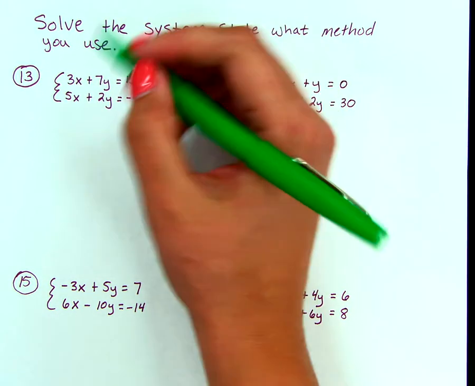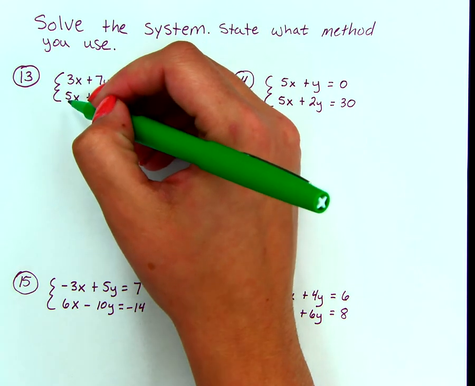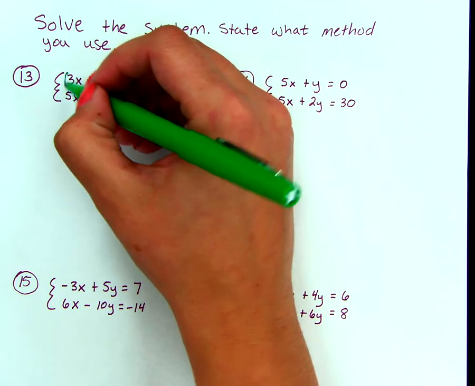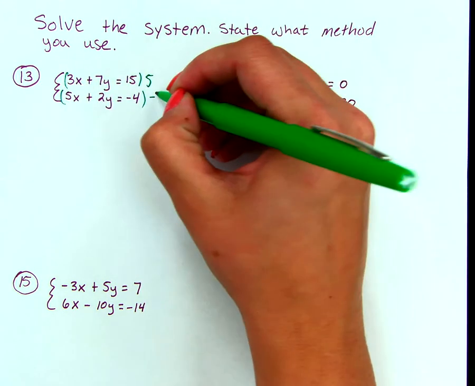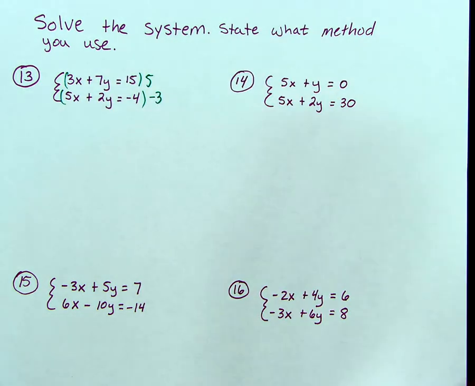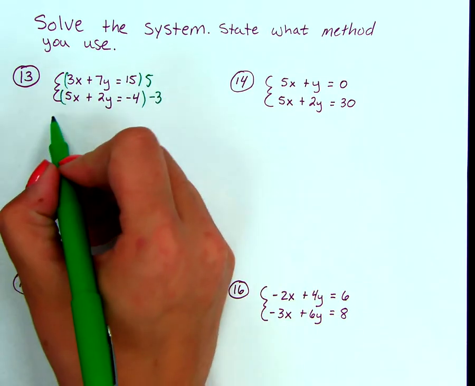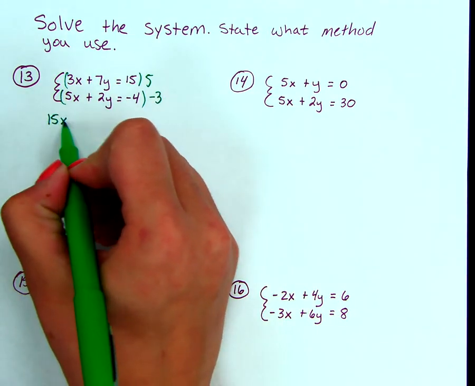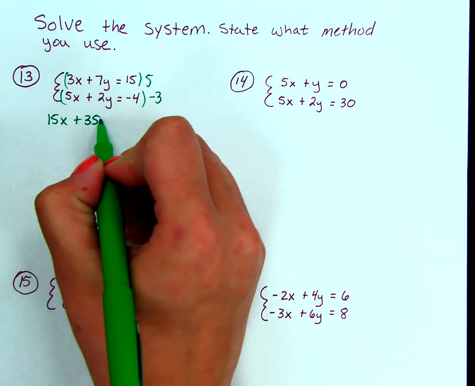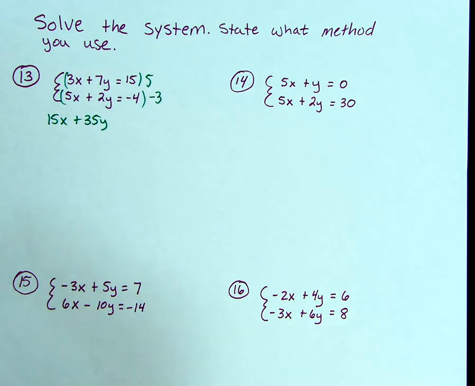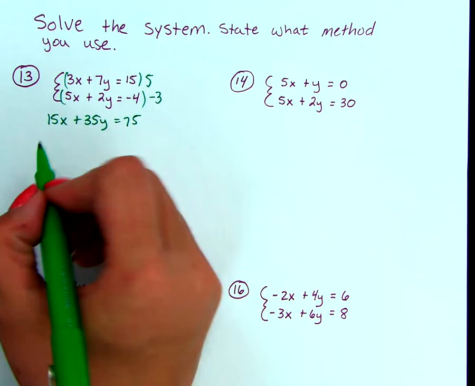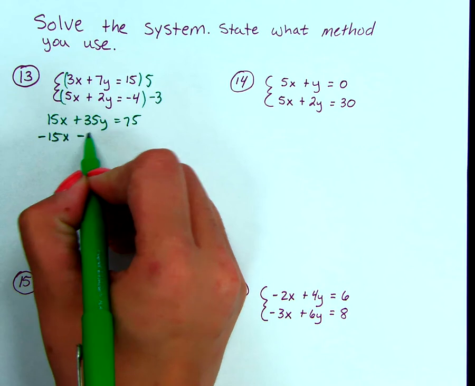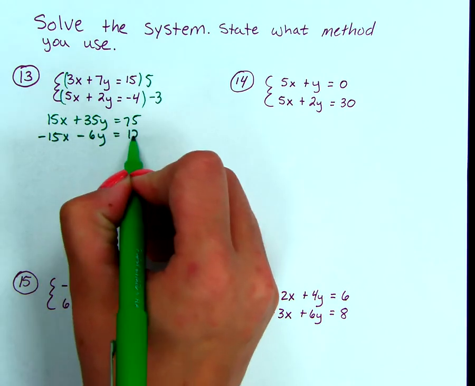So we're looking for a common factor, so that's going to be 15. So I'm going to multiply this top one by 5, and I'm going to multiply the bottom equation by -3 to create that opposite. So if we multiply everything by 5, that is 15x plus 35y, and 15 times 5 gives us 75. Okay, the bottom one, we are multiplying everything by -3. So -15x minus 6y equals 12.